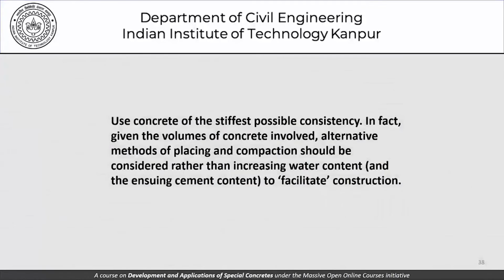Use concrete of the stiffest possible consistency. In fact, given the volumes of concrete involved, alternative placing methods and compaction should be considered rather than increasing water content and therefore the ensuing cement content to facilitate construction.